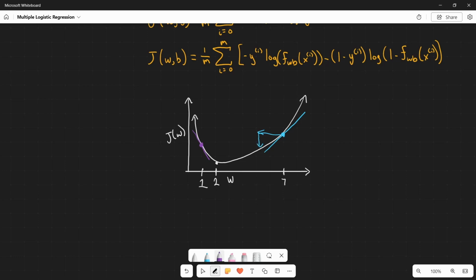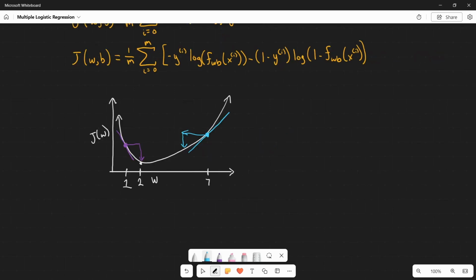And similarly, if our w is small and the cost function had a decreasing slope, we would want to increase w to lower our cost. So let's write out that observation to the right. So with a positive slope, we want to decrease w, and with a negative slope, we want to increase w.